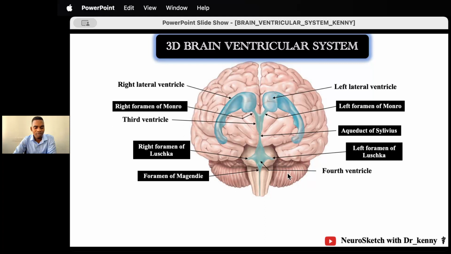But I got a mnemonic for you, because Luschka is represented by L, then you remember that the lateral foramen is L for Luschka. Lateral foramen or lateral aperture is Luschka. Okay? L for Luschka. But the median one, M for Magendie. Okay, so the median aperture is the foramen of Magendie. The lateral aperture L is foramen of Luschka.